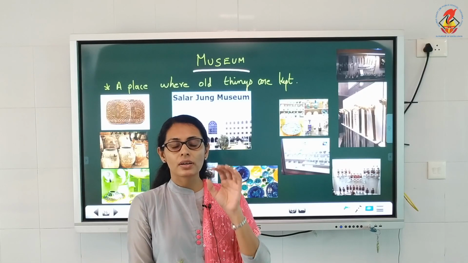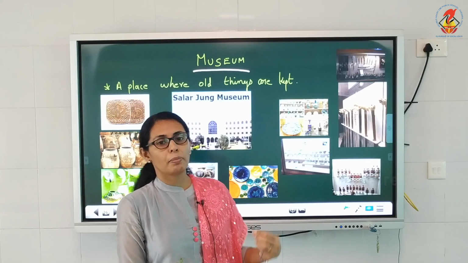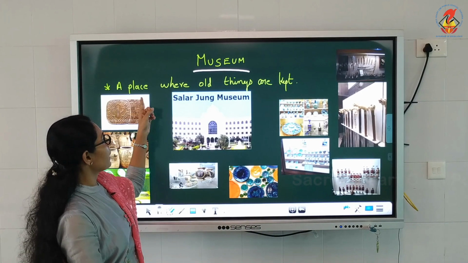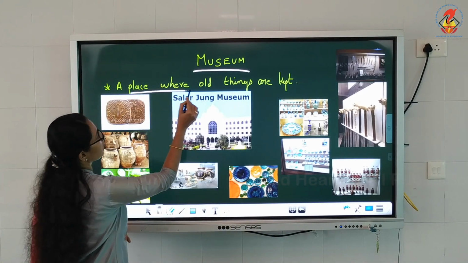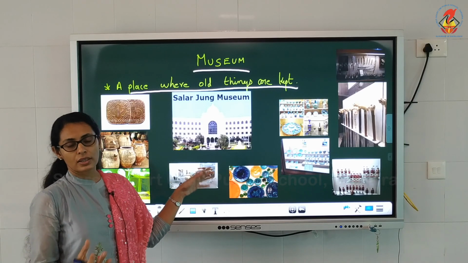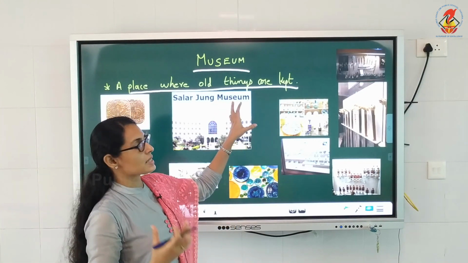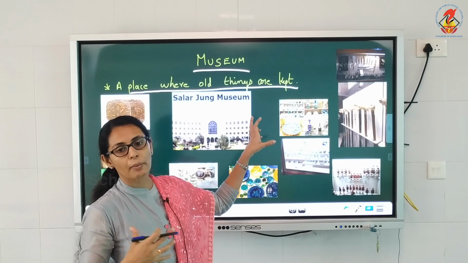Where all the things that we archaeologists found out are kept. Okay, it is the place where all the things are kept. All the old things are kept in this museum by the archaeologists or the historians. Okay, so history means studying about the past.